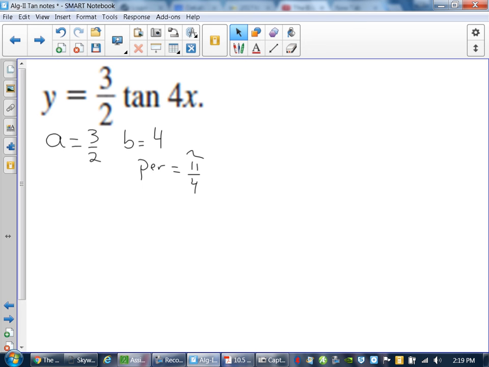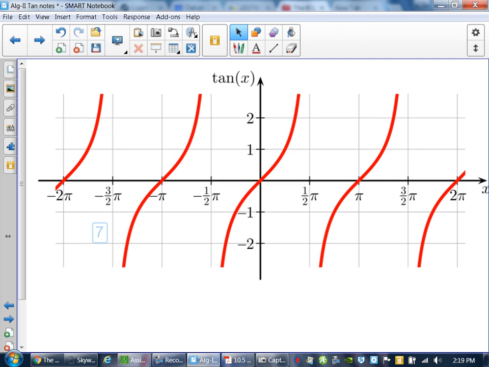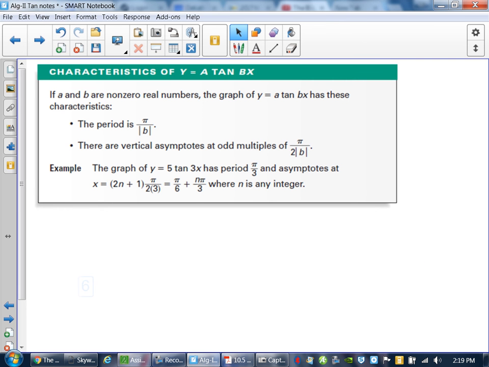Should it be pi over 2? It's 2 pi over b. No. The period. Hey guys, the period for tangent is pi over b. Period of tangent will always be pi over b.